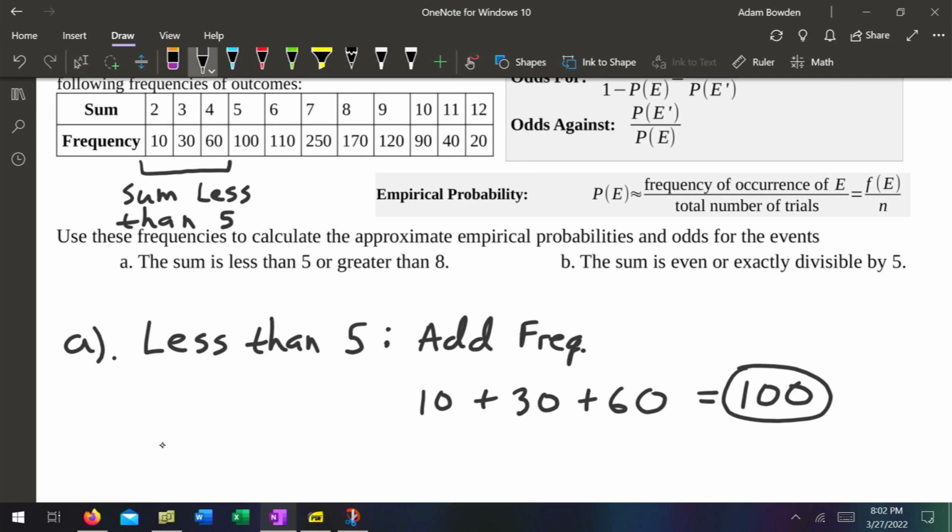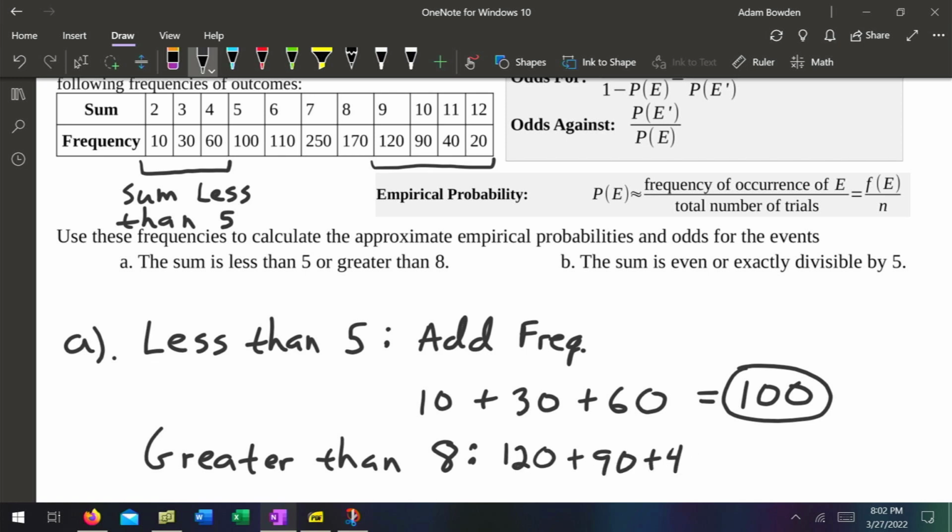And similarly, for greater than 8, if you look at the frequencies for greater than 8, those would be the 120 plus the 90 plus the 40 plus the 20. So there were a total of 270 different dice rolls, when you add those together, where the sum of the two dice was greater than 8.